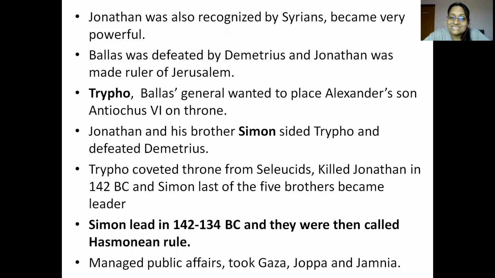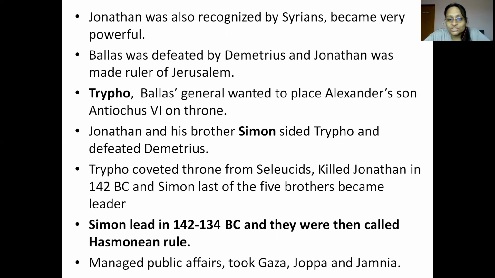Now Trypho, Balas's general, wanted to place Alexander's son Antiochus VI on the throne instead of Balas. Jonathan had another brother now; we are talking about the four brothers, as I have already told. So Jonathan and his brother Simon now sided with Trypho, and together they defeated Demetrius.